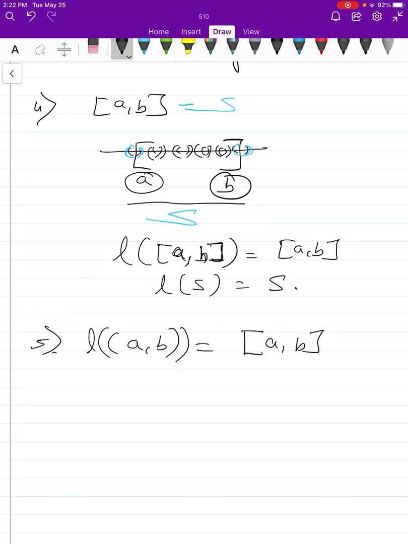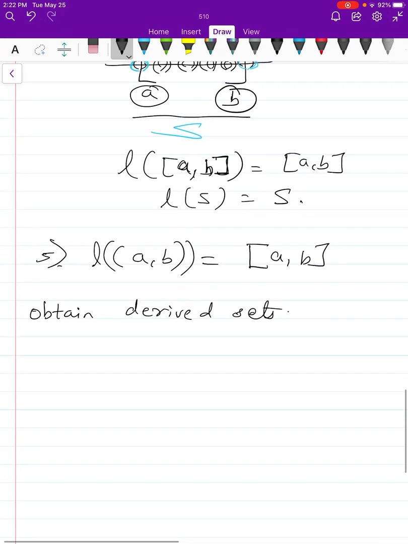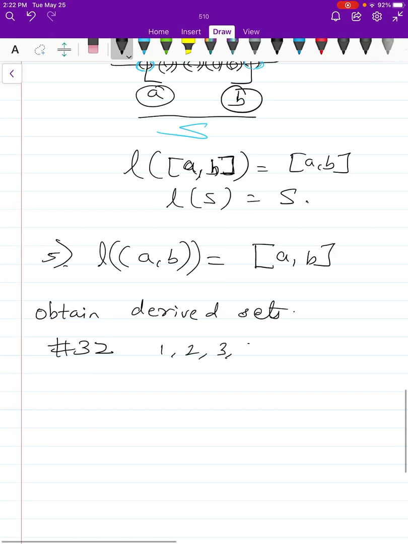So there are some exercises in the book. Obtain the derived set of the following, on page number 32, that I have sent in the WhatsApp group, 1, 2, 3, 4 and 5. So let us discuss this. Think upon it, write down all the derived sets of the given sets, and you need to answer it.